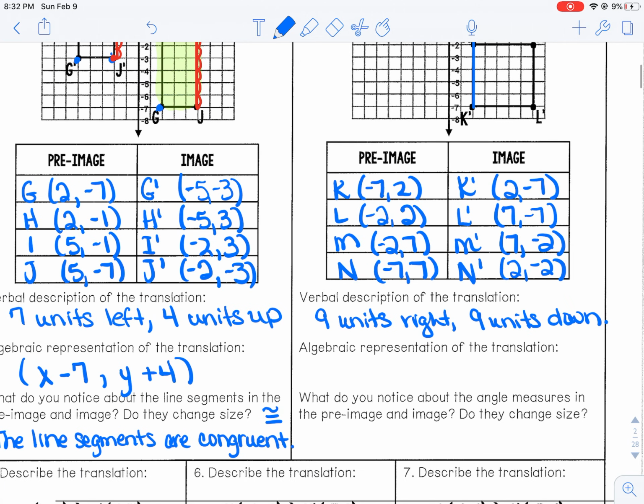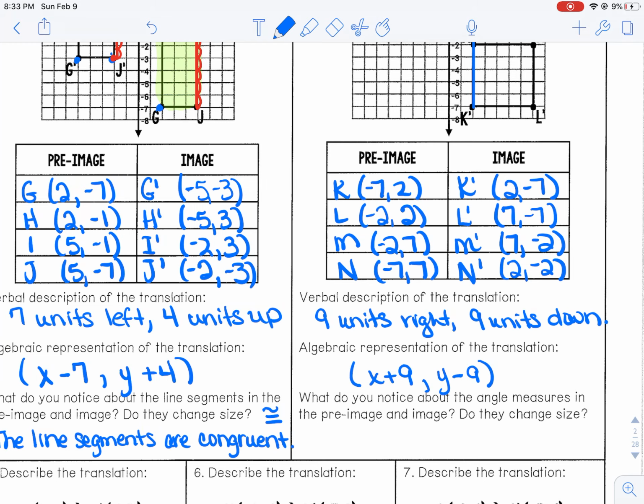Okay, what do you notice? Oh, sorry, I skipped a part. Algebraic representation. How do we write that algebraically? If we're moving to the right, that is going to be x plus 9. If we're moving down, that would be y minus 9. Remember, x is left, right, and y is up, down.